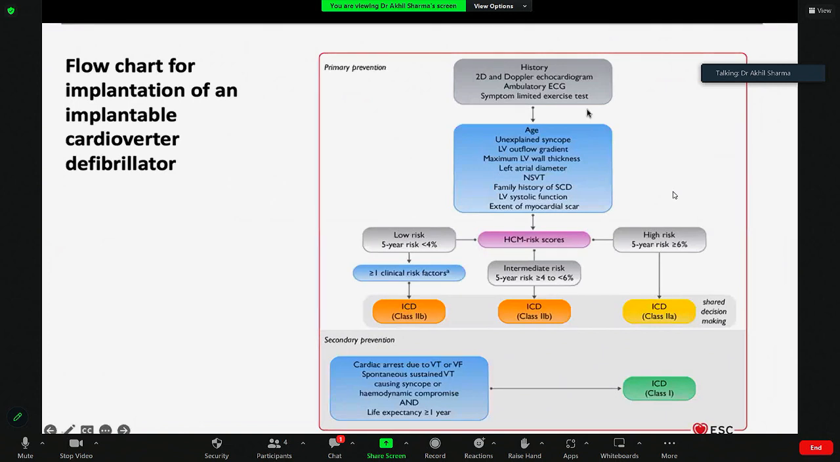This is the bar diagram for HCM patients. You can identify different risk factors like age, unexplained syncope, LV outflow gradient, and maximum wall thickness.